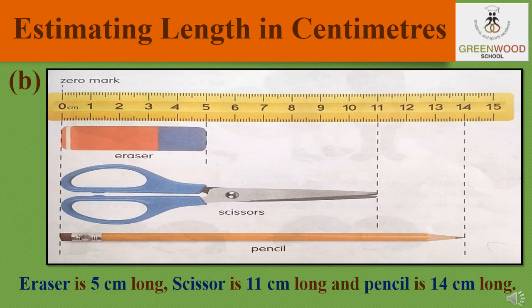Look at another object, that is eraser. Again the thumb rule. The marking will start from 0 only, and look where the eraser ends. It ends near the number 5. So I can say that eraser is 5 centimeter long. Scissor, start with 0 marking. It ends at number 11. So I can say that scissor is 11 centimeter long. And the last one, pencil. Again start from 0 and it ends at number 14. So I can say that this pencil is 14 centimeter long.